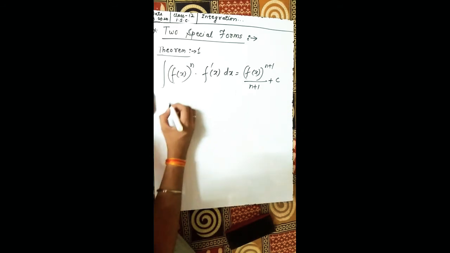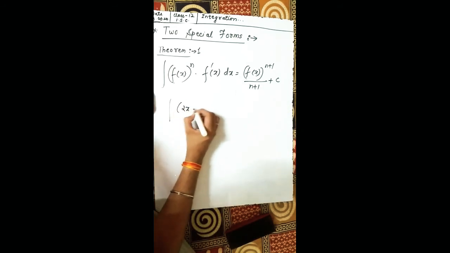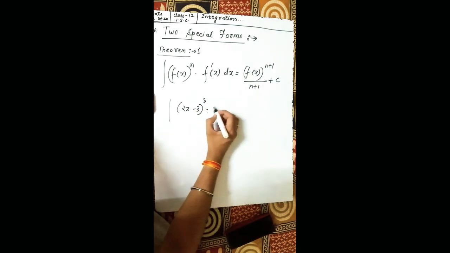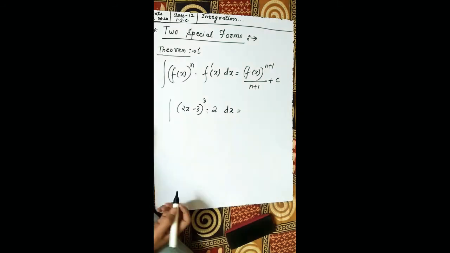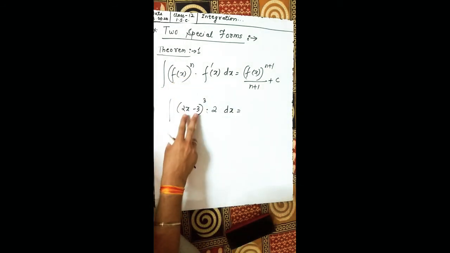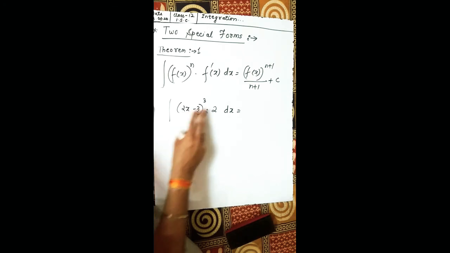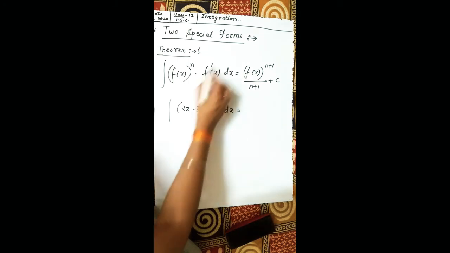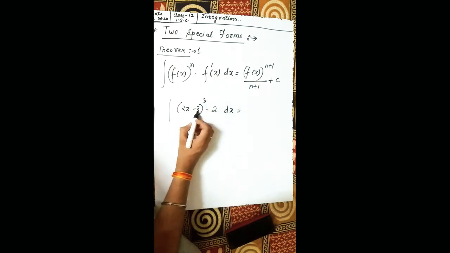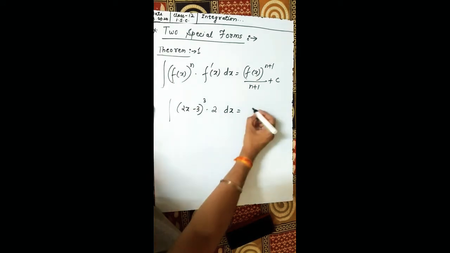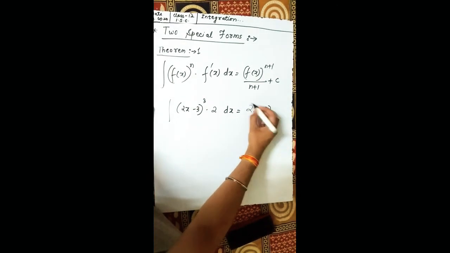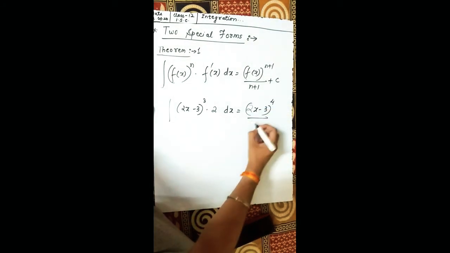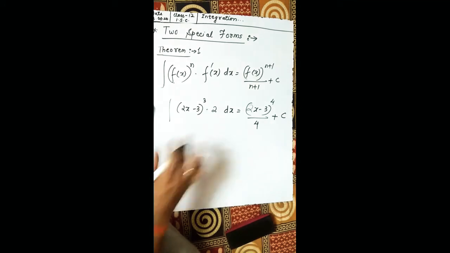Say for example, if you have (2x minus 3) whole cube into 2 dx. So how? This is your f(x): 2x minus 3 to the power 3 into 2. The differentiation of 2x minus 3 is 2 dx. So directly you can write that the integration of this will be (2x minus 3) to the power 3 plus 1, that is 4, upon 4 plus c. This is the final answer.